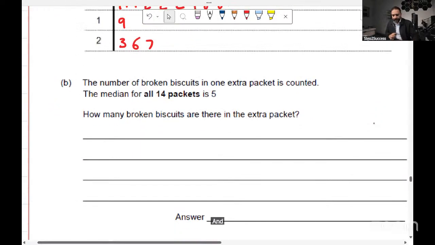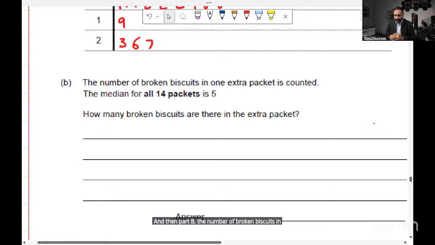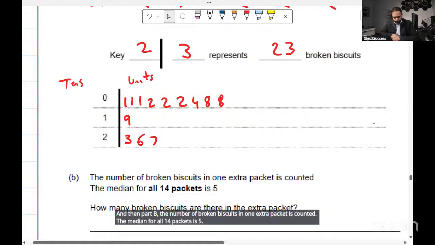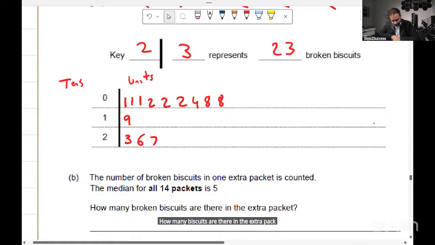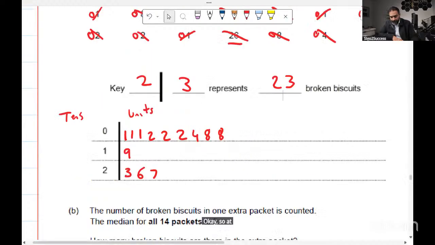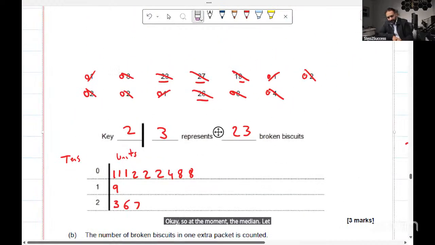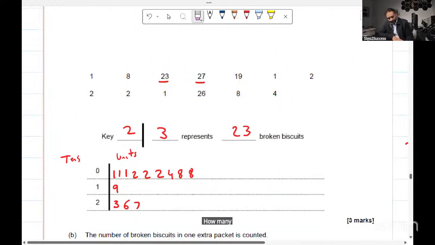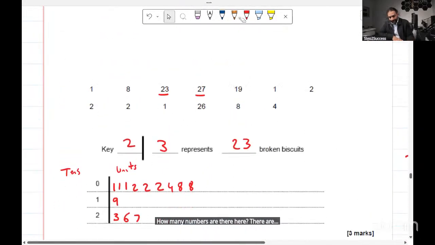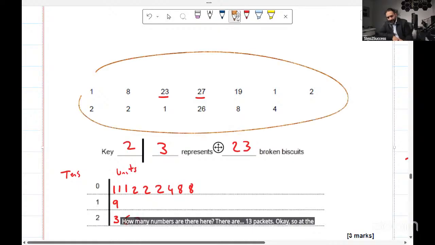And then part B: if the number of broken biscuits in one extra packet is counted, the median for all 14 packets is 5. How many biscuits are there in the extra packet? Ooh. Okay, so at the moment, let me just figure out what the median is. How many numbers are there here? There are 13 packets, so at the moment there are 13 numbers here.